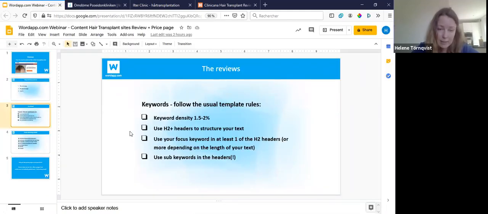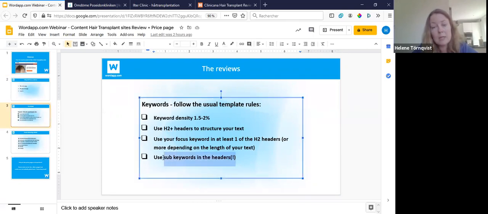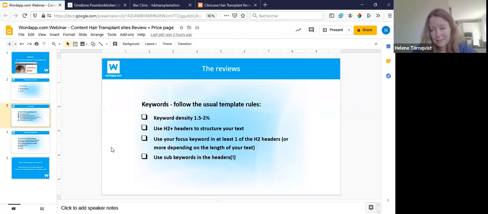For the keywords, it's the same thing as always. It's all in the template, so you don't have to think that much. The keyword density should be, as always, between 1.5 and 2%. You're going to use H2s to structure your text. You have to use your focus keyword a few times in the H2s. And very important, which people tend to forget, is to use sub-keywords in the headers. I see very often on web pages that people are not thinking about this at all. So please don't forget that. It's very important.